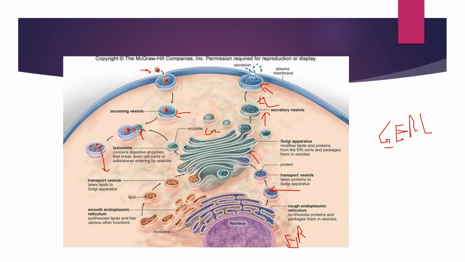This is called the GERL system, and it plays a very important part. If the small piece of the plasma membrane is not given back, after some time the plasma membrane will be less. In that case, the surface area will be less, and it results in disturbing the functioning of the plasma membrane.